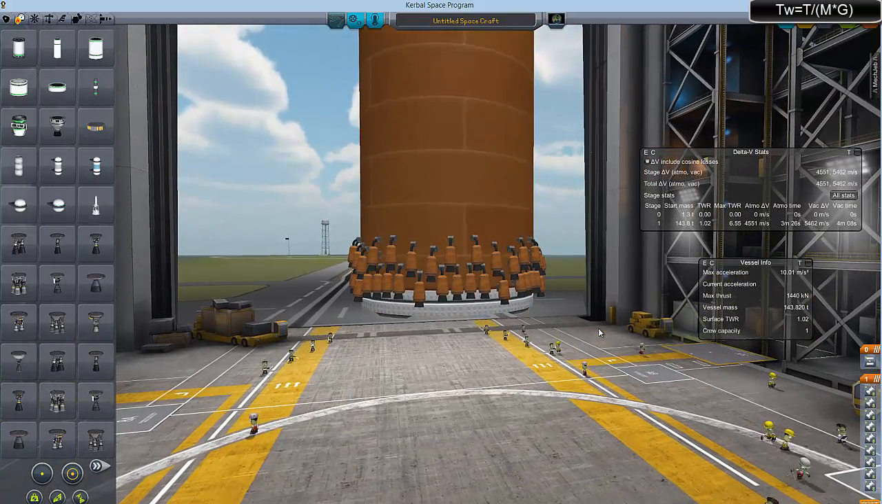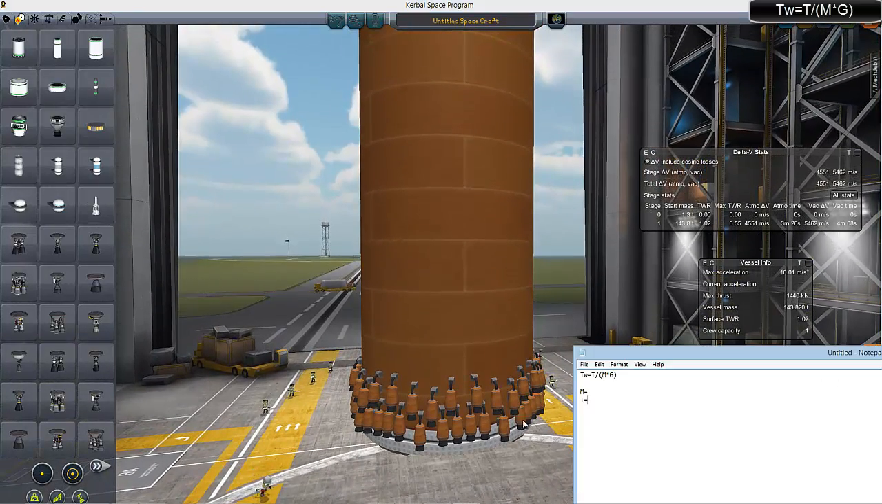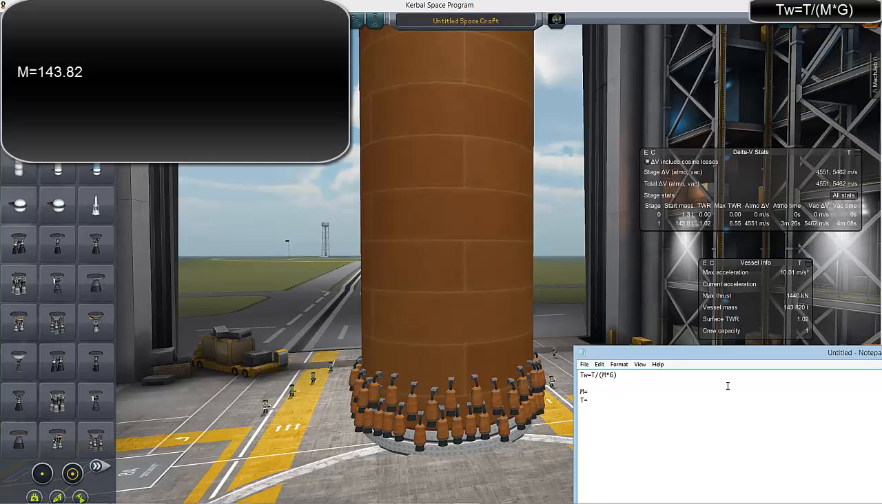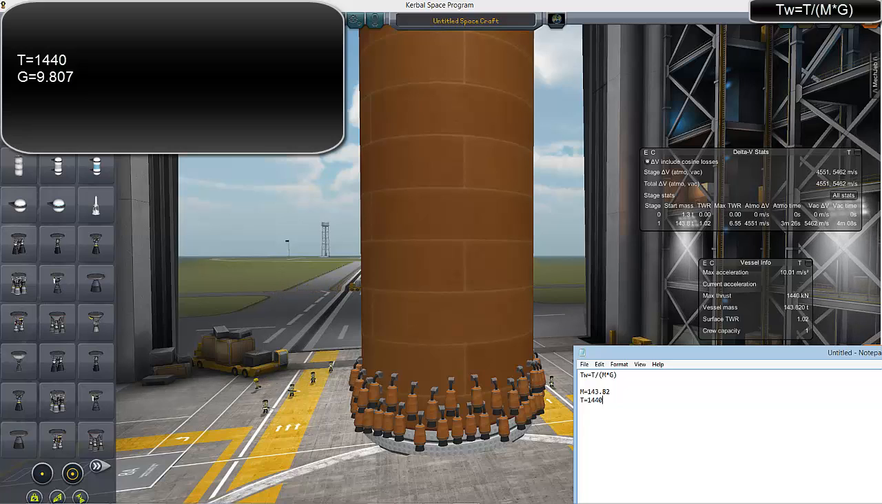So, as far as thrust versus weight ratio, how do we figure this out with math? We need to know the total mass in tons, the fuel, oxygen, capsule, everything. And this is 143.82 tons. Again, you need to know it in tons. And the thrust you need to know in kilonewtons. So that's 1440, and that's in kilonewtons.